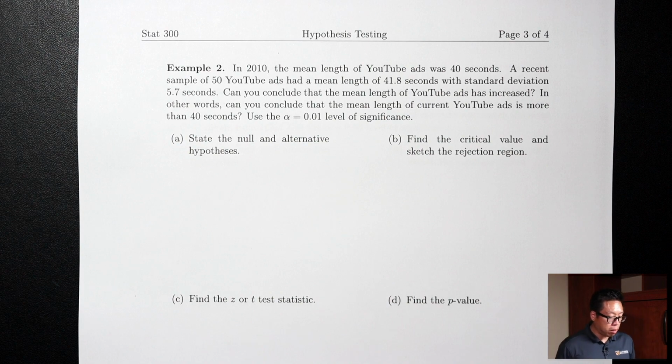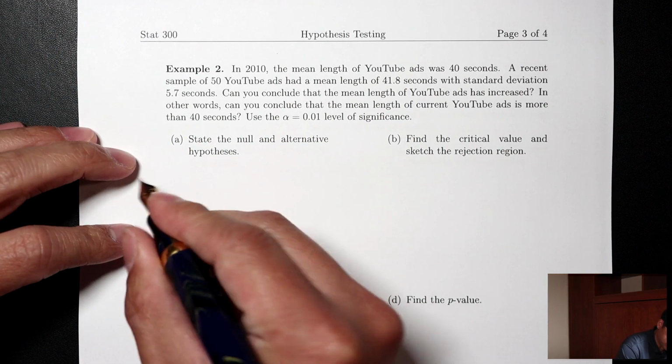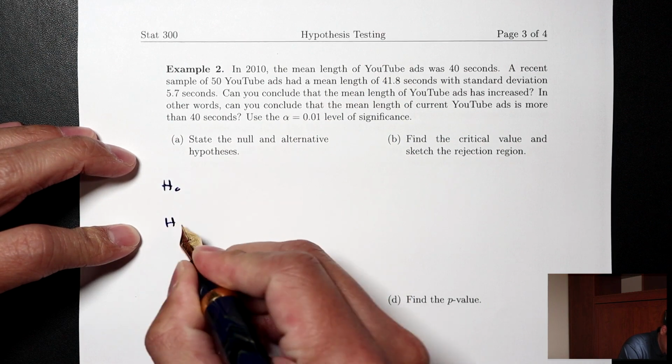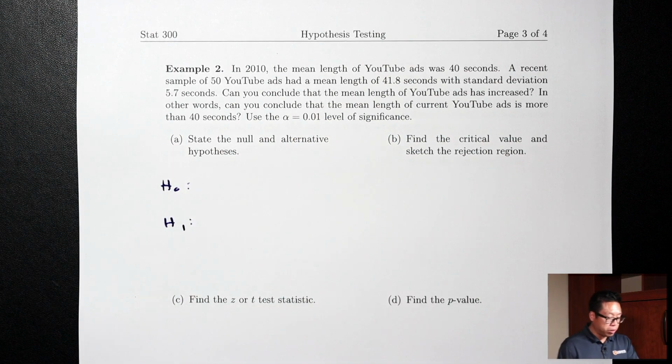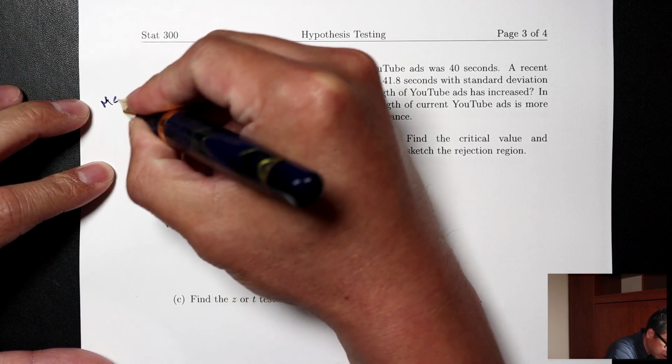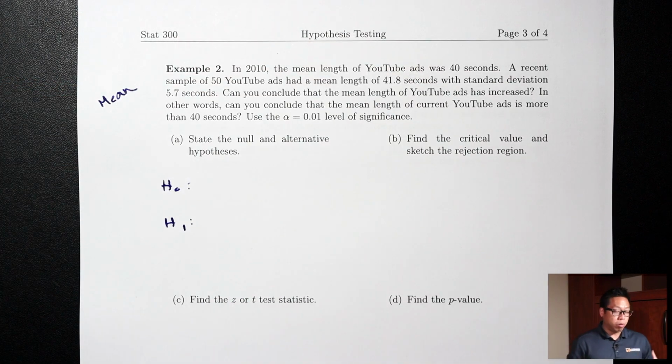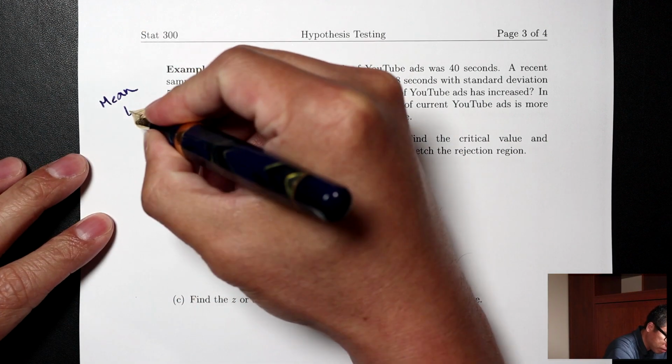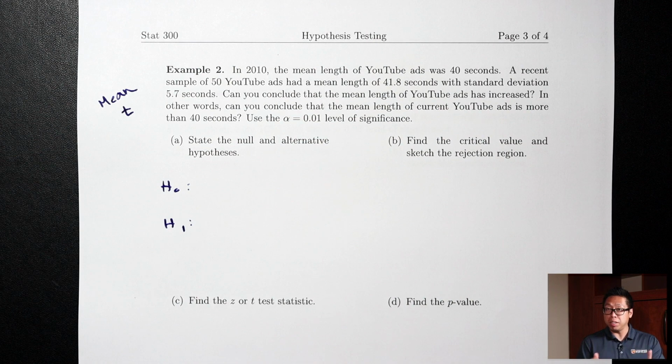So part A, state the null and alternative hypotheses. So this is our H0, H1. And before I do that, the first thing I actually need to check is whether this is a mean situation or a proportion situation. When you read the question, if it mentions mean and standard deviation, it's going to be a mean situation. If you don't see the words mean or standard deviation anywhere, it's going to be a proportion. When I read this, I saw the word mean everywhere. So this is definitely going to be a mean question. And just to remind myself, for means, we're going to be using t's, and for proportions, we use z's.